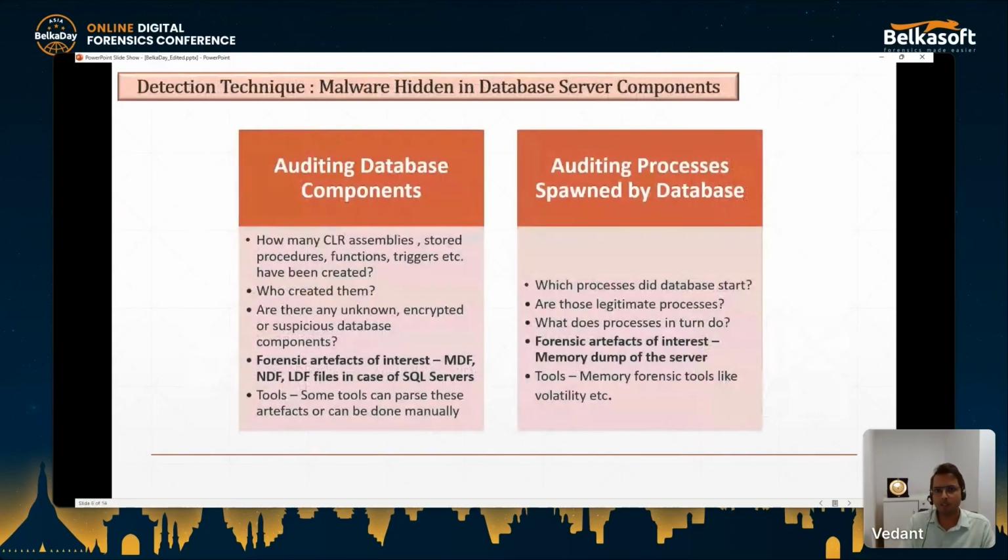Now there is another method to detect. SQL Server is a whitelisted application, but when we run malicious activities through it, it will create some child processes also. The memory dump of the server is a very crucial artifact in this case, and you will be able to find those processes through analysis of the memory dump. For memory dump analysis, there are several proprietary tools available, and the open source framework Volatility is also available. So from that also you can detect it.